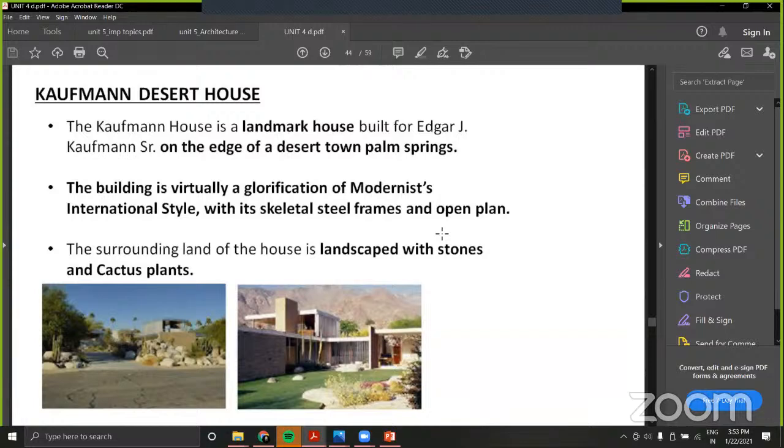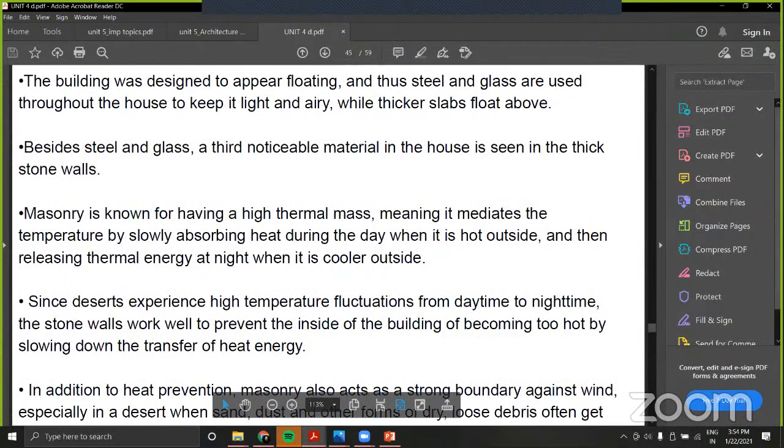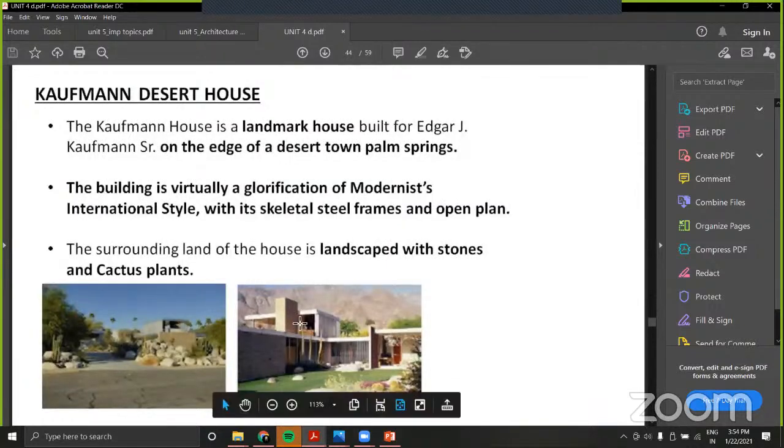So the open plan came with Le Corbusier and the Kaufmann Desert House, and also the open plan came with Mies van der Rohe, sorry, in the Barcelona Pavilion. So just note down all these things and connect them with each other. You can have all the same things within the same architect, so it is easy to understand and write. Besides, the building was designed to appear floating, thus steel and glass are used throughout the house to keep it light and airy, while the thick slabs float above. You can see here all those thick slabs floating above, and all those steels and glasses used within the structure.